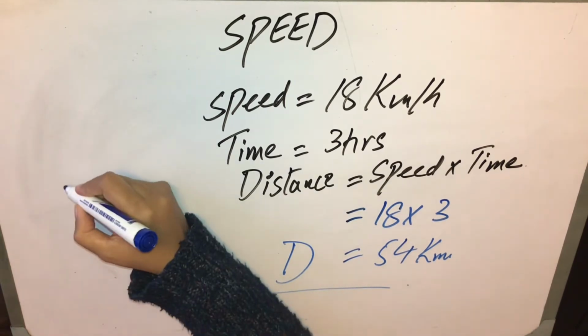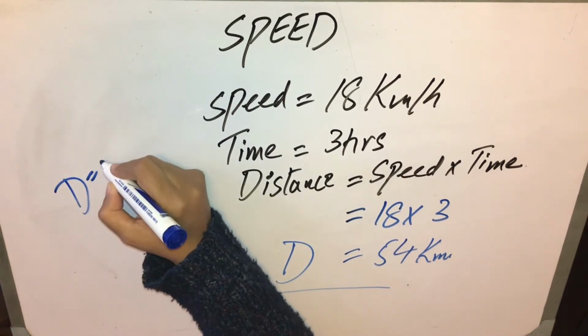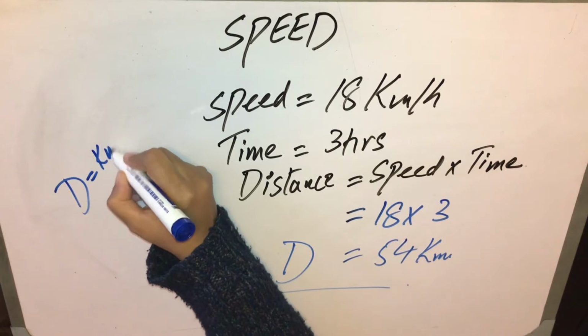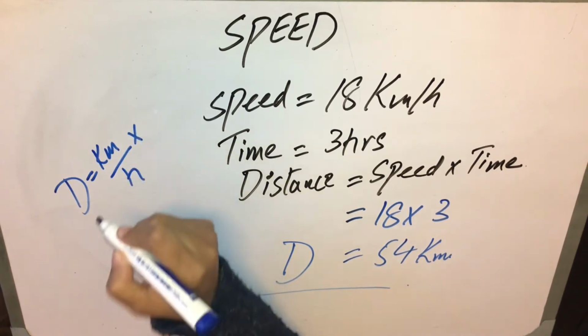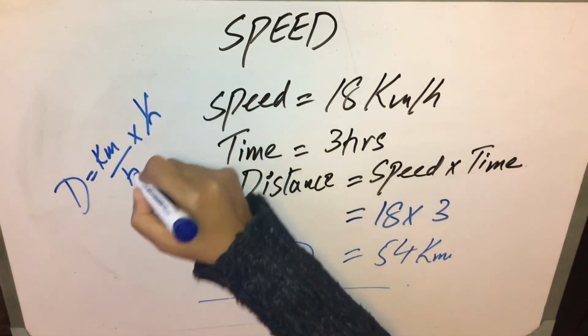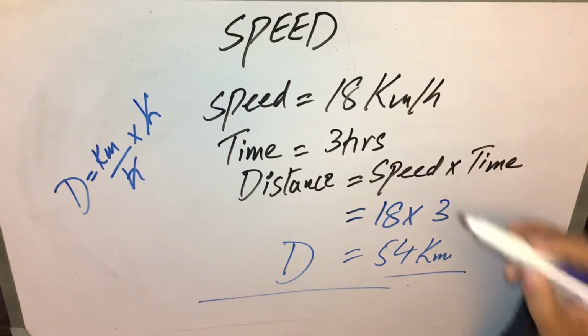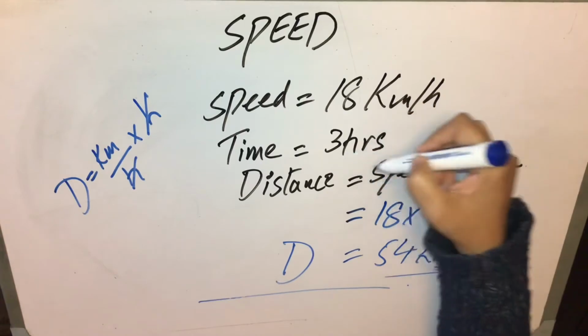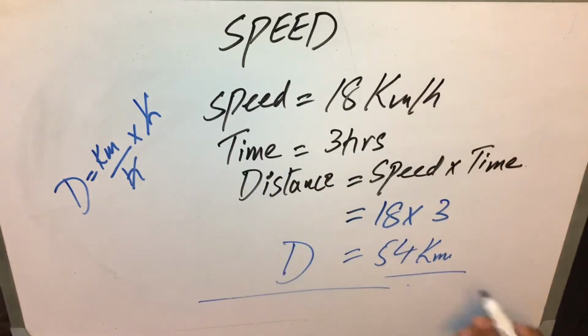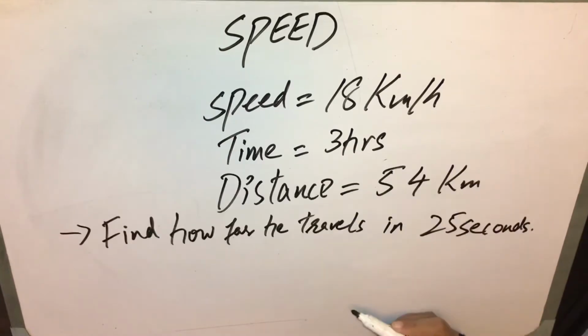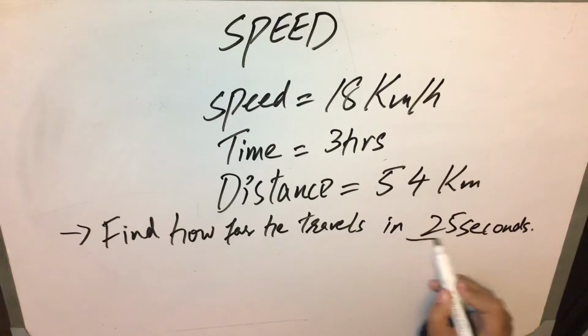You can see that when you are finding distance, your speed was in kilometer per hour and your time was in hours. Hours will cancel hours and you will have the distance in kilometers. Similarly, when you have speed in meter per second and time in seconds, seconds cancel with seconds and you get your answer in meters. In the same question, now he is asking, find how far he traveled in 25 seconds.